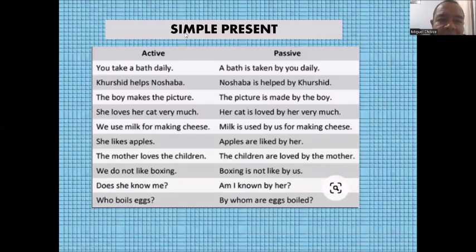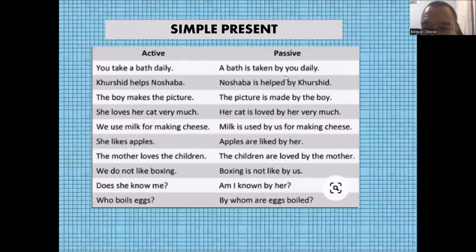Let's see more specific examples. Simple present. You take a bath daily. You, the subject, take, the verb, a bath, the object. How are we going to change it to passive? A bath, then the verb to be, in this case, is, and the past participle of the main verb take, taken. A bath is taken by you daily.